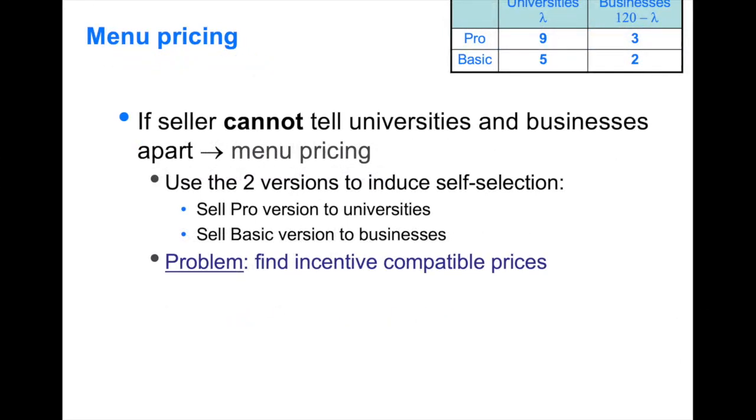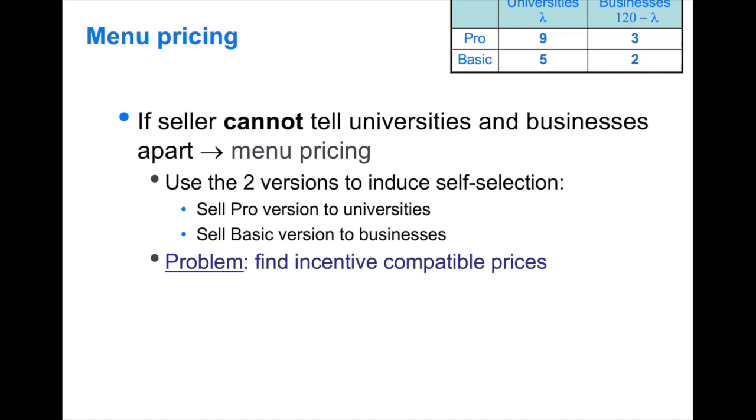So that's a situation where the seller is not able to tell universities and businesses apart. If an order comes to the seller, it can come from a university or from a business without the seller being able to check that. So group pricing and personalized pricing are not possible, but menu pricing becomes an option.